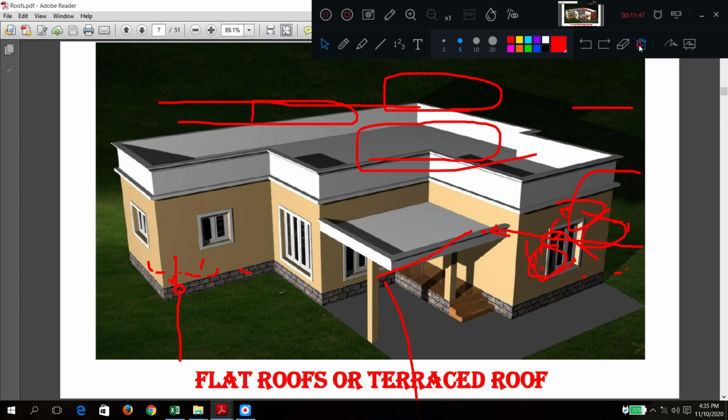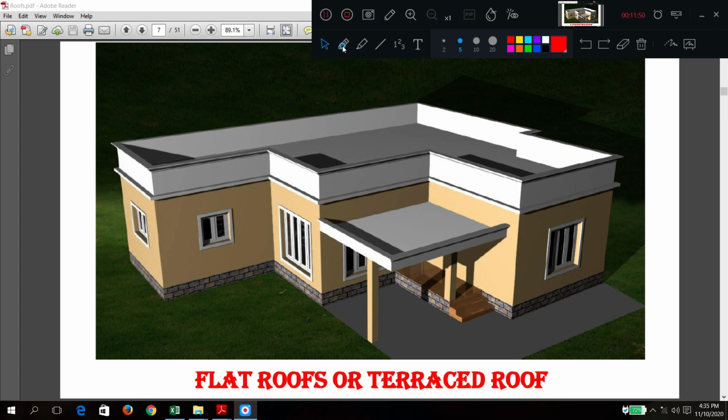Another one: flat roof or terraced roof. In this building, can you see this is called a canopy? We have seen it in the previous videos. Here the space is there for general use, parking of vehicles. But here they have not provided a chajja; they have provided the canopy, an exterior extension. This is called the parapet wall. This is a flat roof, or terraced roof.